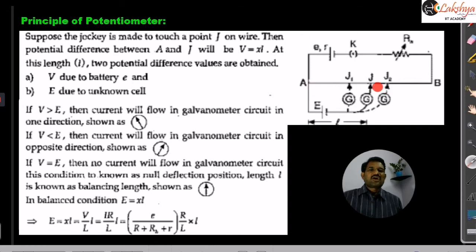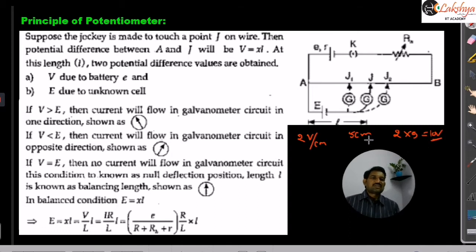Then how do we write the potential difference? It means potential drop per unit length, which we already mentioned, into this length L. Potential drop per unit length means, suppose the potential drop per 1 centimeter is 2 volts per centimeter, for example. Now suppose you want to measure the potential difference across this 5 centimeters length. Then the potential drop must be 2 into 5, so you will get 10 volts. If for 1 centimeter the potential difference is 2 volts, then for 5 centimeters the potential difference is 10 volts.